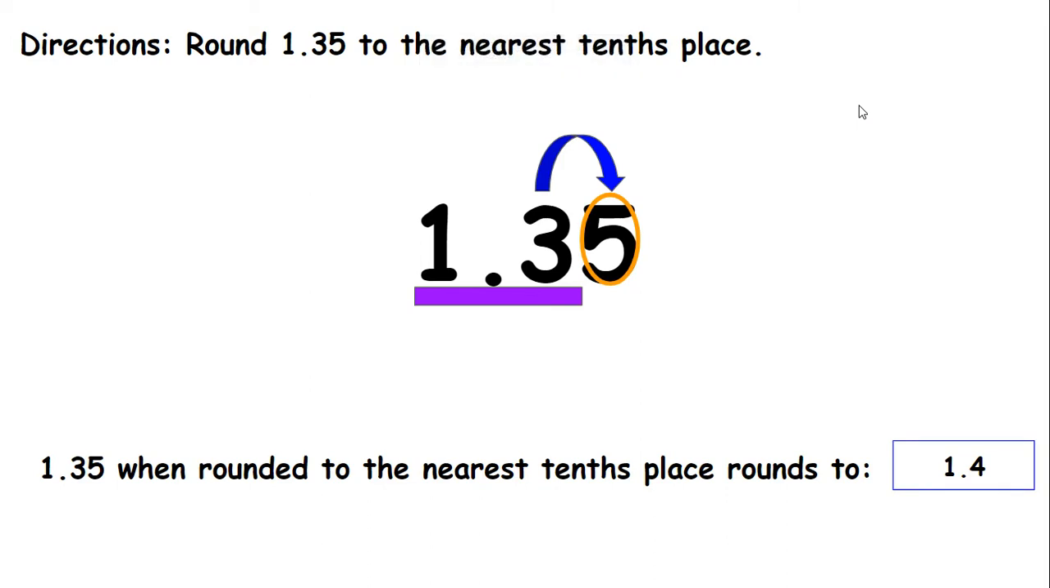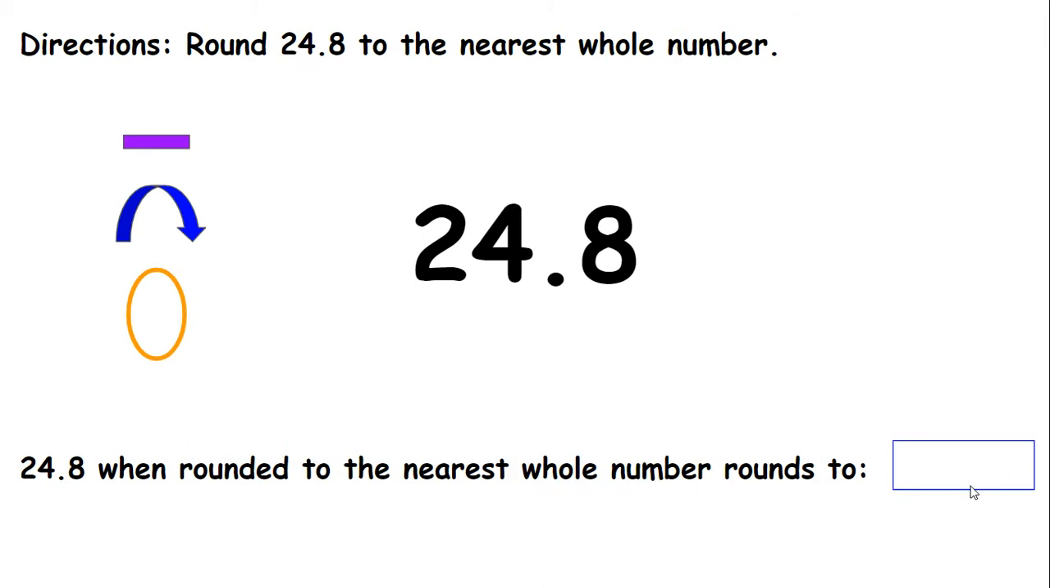It's really important to remember that whatever is before the place value we're rounding to, we include that as well, because it's really not just 4 tenths in the number, there's 14 tenths. So 1 and 35 hundredths, when rounded to the nearest tenths place, is rounded to 14 tenths or 1 and 4 tenths. Let's try one more like this.